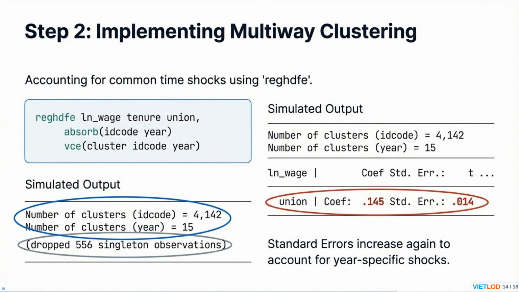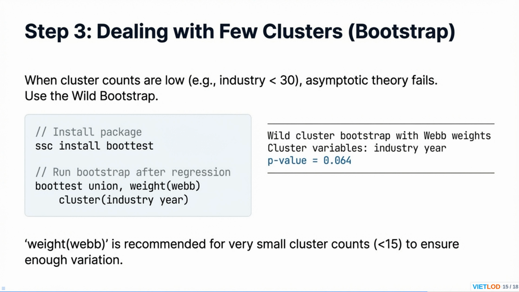More importantly, the standard error for union has increased again, from 0.012 in our one-way clustering model to 0.014. This further increase confirms that we are now effectively accounting for year-specific shocks that influence all individuals, providing a more robust and accurate measure of uncertainty. This demonstrates how fully accounting for both individual and time correlations expands our confidence intervals, giving us a more realistic picture of the precision of our estimates. However, with only 15-year clusters, we need to consider potential issues with small cluster counts.